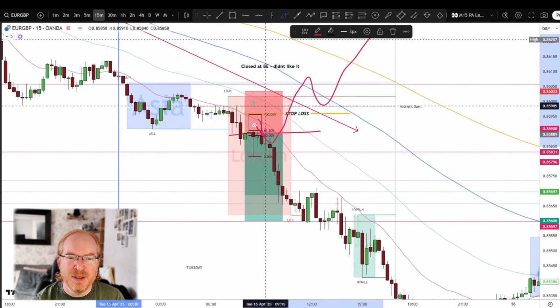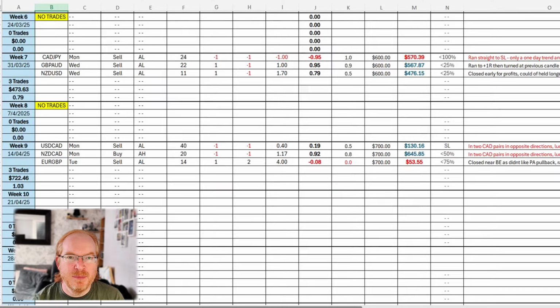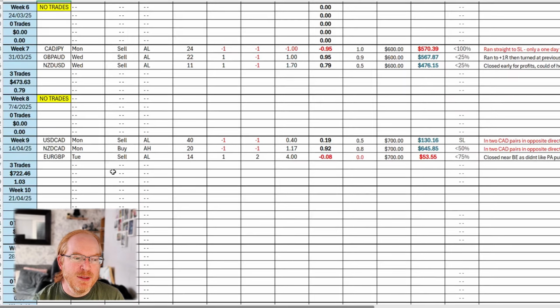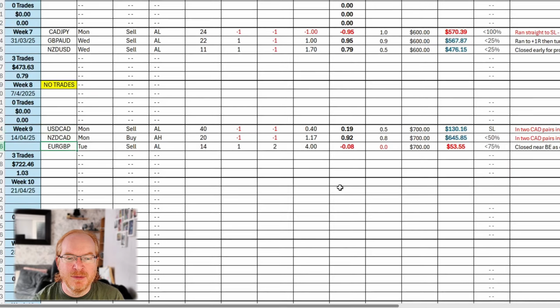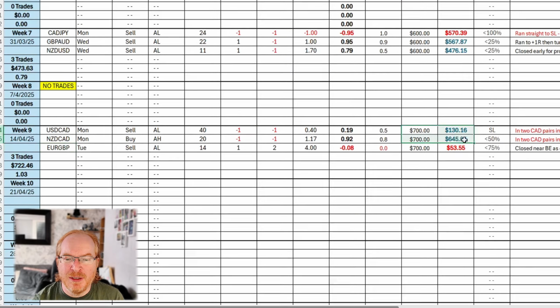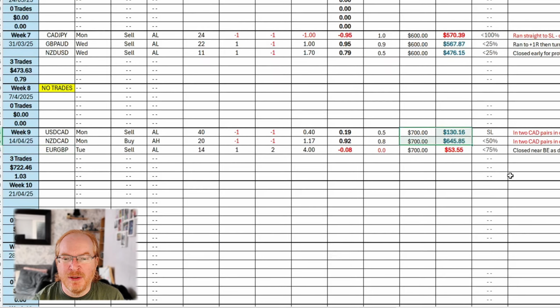Okay, so as you can see, I filled out my spreadsheet data as per usual. These were the pre-trades. We've got USD CAD, New Zealand CAD, and Euro Pound. These two combined gave me $770, and then we lost $53 on that trade, giving me a total of 3 trades for the week at $722, or approximately 1.03R gain for the week.